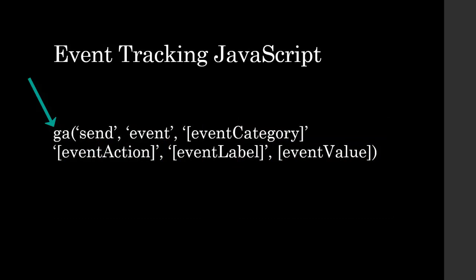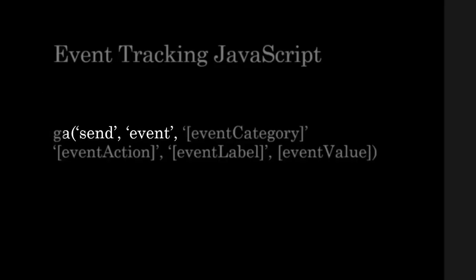GA stands for the Google Analytics call, and then it's followed by several parameters that you're passing in. The first two parameters, send and event, stay the same for every call. Here you're telling it, I'm sending an event type hit to Google Analytics.